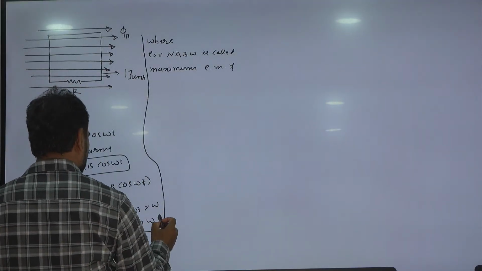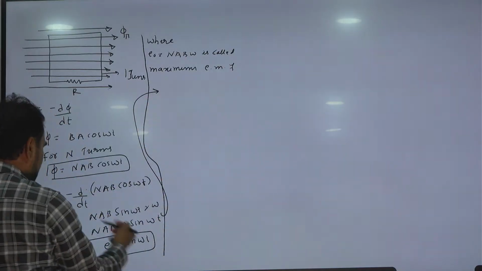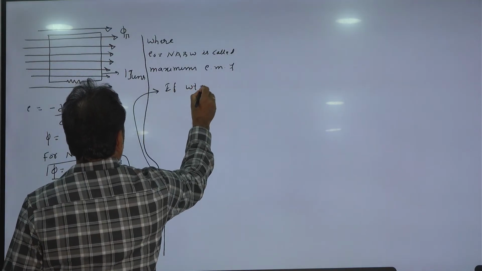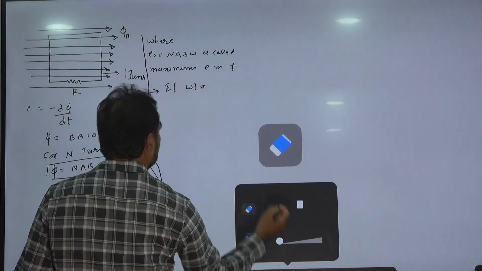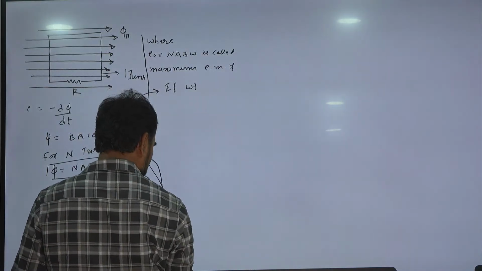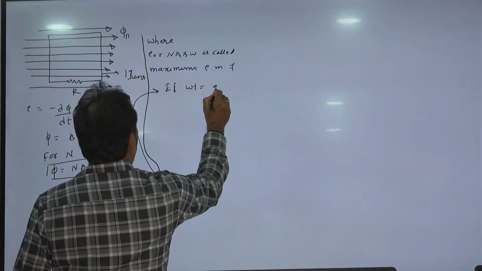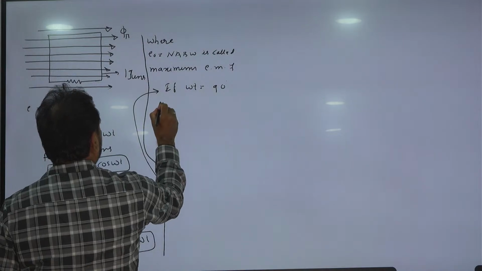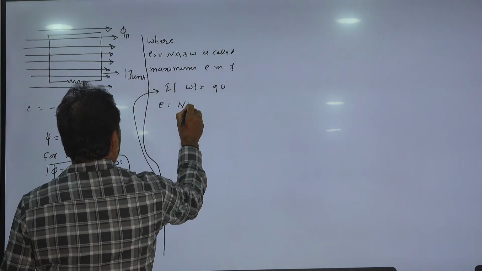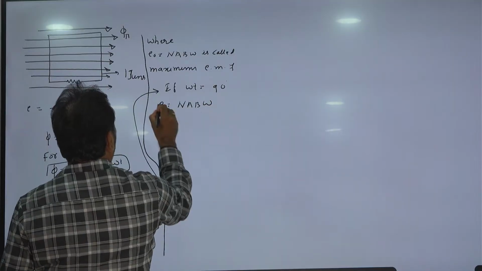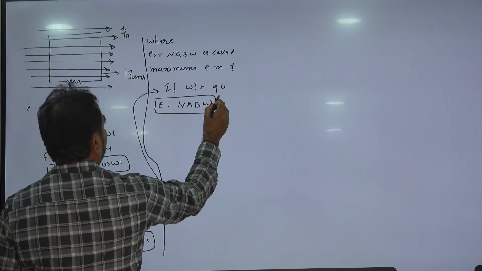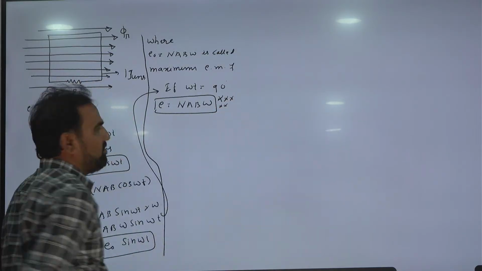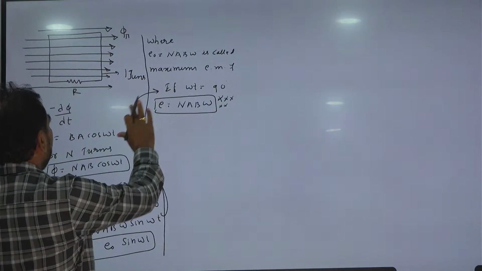From this equation, see, when would the EMF be maximum? If omega t is equal to 90 degrees, then E is equal to NAB omega. NAB omega, it is very, very important. Mains level questions are asked based on this concept. Okay? This is the maximum EMF.